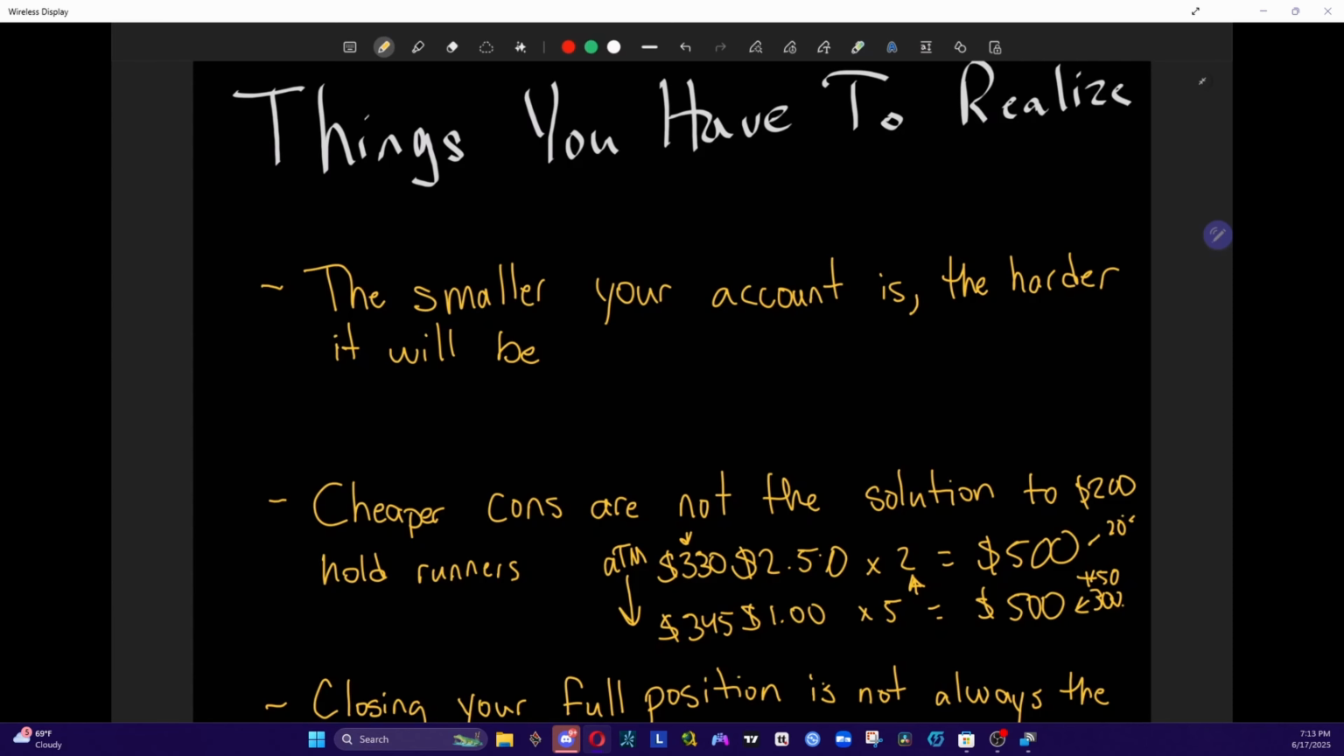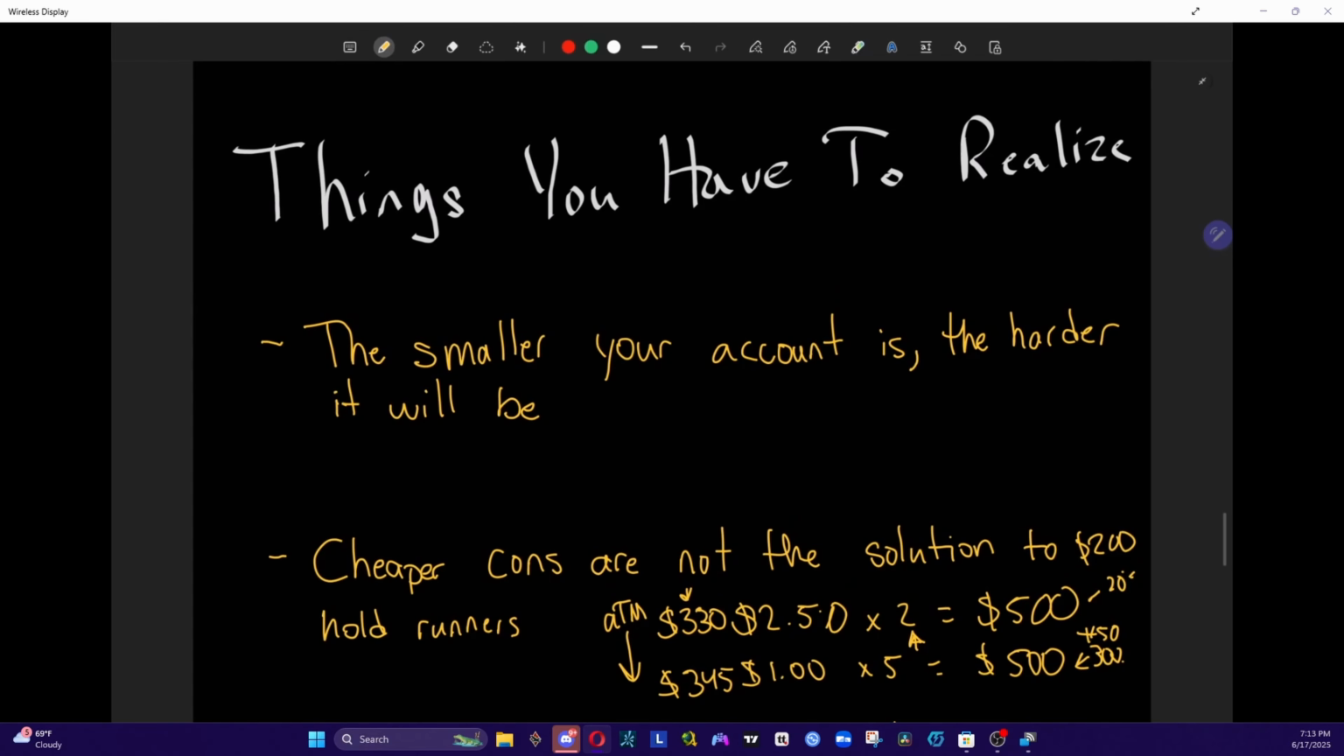No, it doesn't work by that, because here's the one thing that I forgot to talk about. Cheaper cons lose value quicker. So you can hold the runners on the expensive cons longer than you would be able to hold the cheaper cons. Because what I mean by that is, let's say, for example, again, Tesla goes up, right? Let's say you trim out of, in this situation over here, and then let me erase some stuff so it's less confusing.